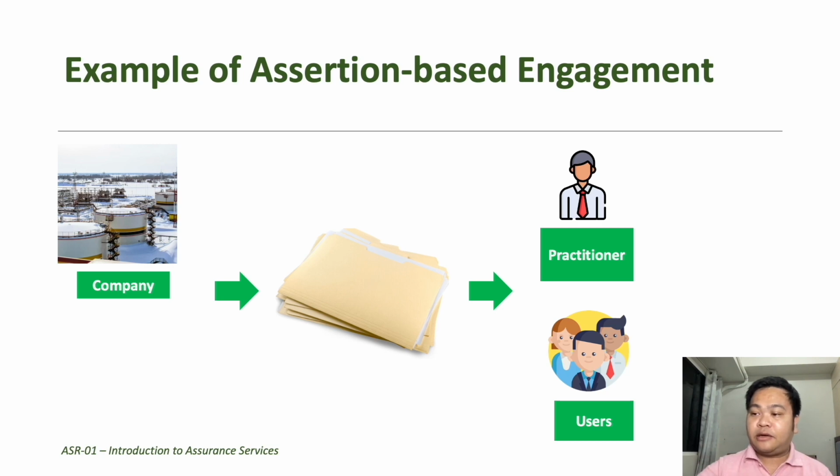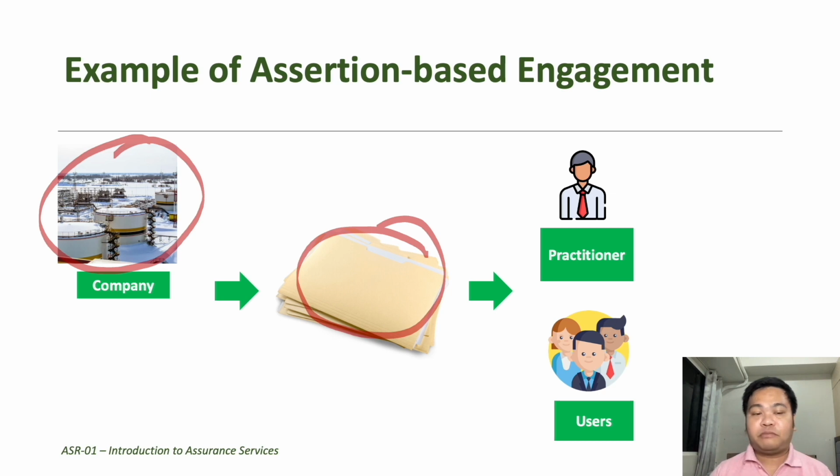So let's say an oil refinery company, an oil company, is issuing a representation, a report or subject matter information, that is both available to the practitioner and the intended users. So in this case, this is an assertion-based engagement, because the responsible party made a representation that is made available to the interested users.